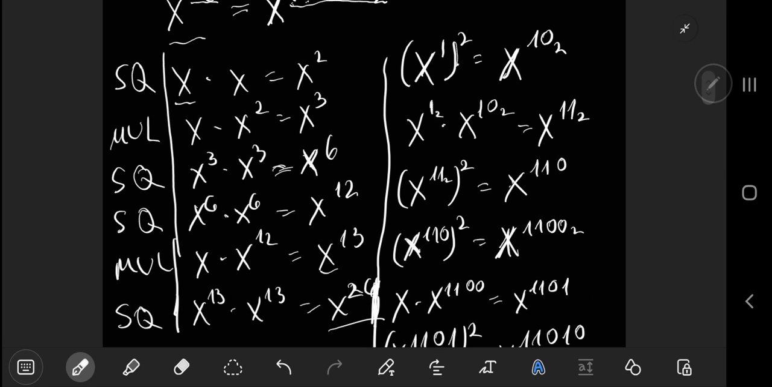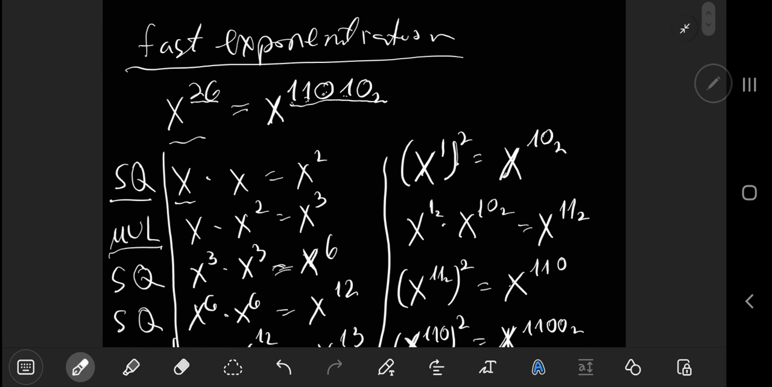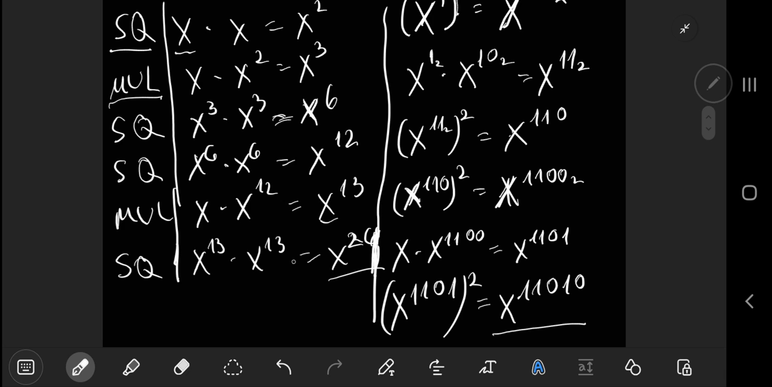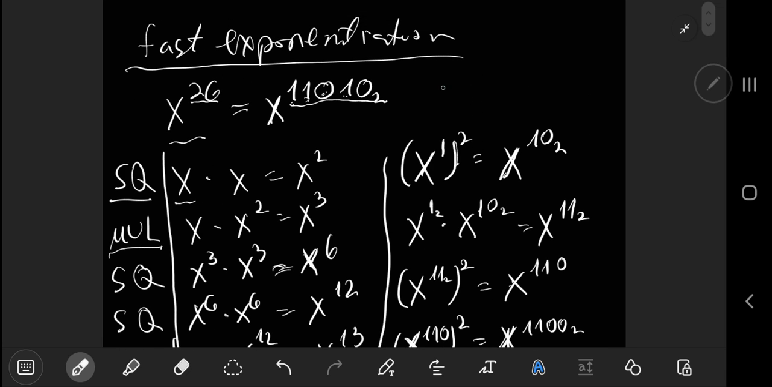This is how I knew when to square and when to multiply. What I did is just create this number using squaring and multiplying, and this is how I knew how to do it. And thus I got a more efficient way to calculate x to the power of 26 instead of just doing x times x times x and again 26 times.